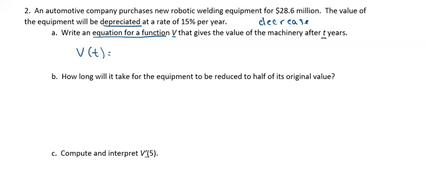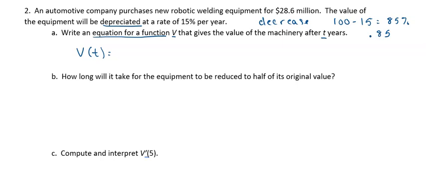But we need to figure out what it's going to represent. So we're decreasing by 15%. We were at our original 100%, and it's going down by 15% per year. So that means that it's going to leave us with 85% of the original value for each subsequent year. Changing that to a decimal would give us 0.85.